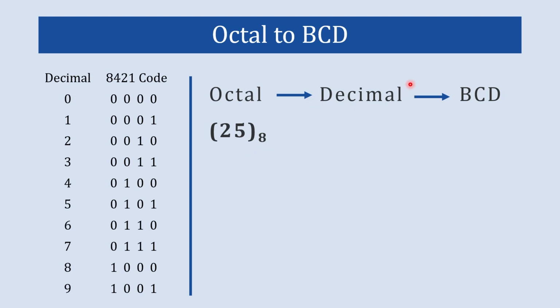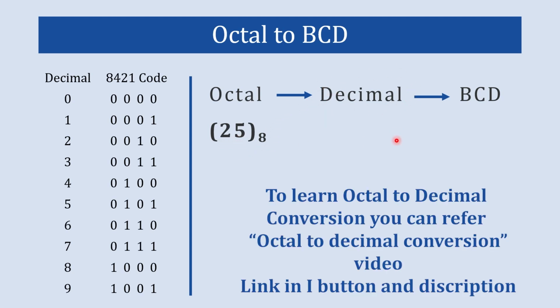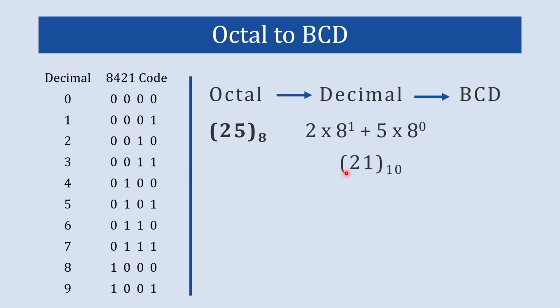First of all, we are going to convert it into a decimal number. To convert this octal into decimal, we'll write it in this manner: 2 into 8 raised to 1 plus 5 into 8 raised to 0. And by solving this, we'll get 21 as the decimal equivalent to 25 in octal. Now we'll convert this decimal into BCD. And how to convert this? We have just learned it previously.